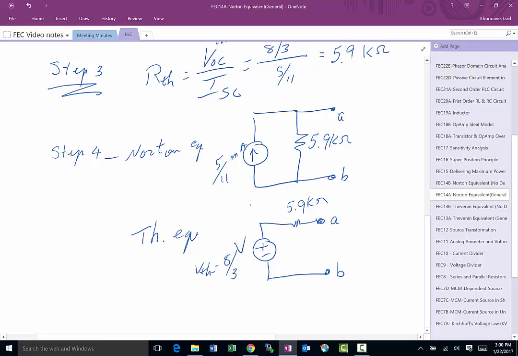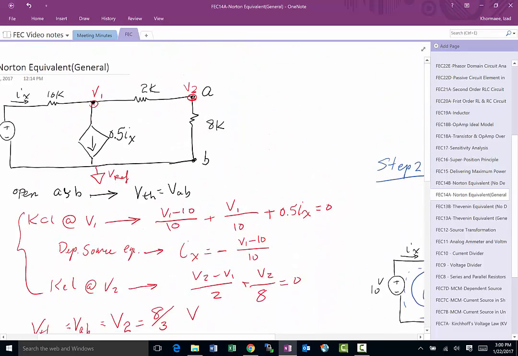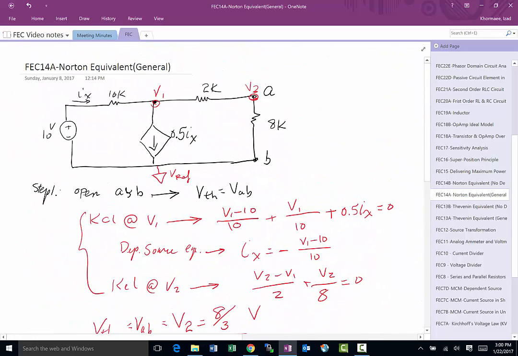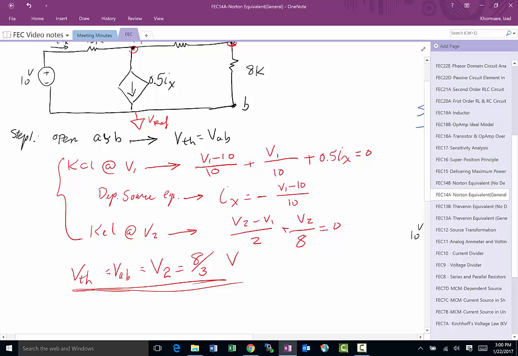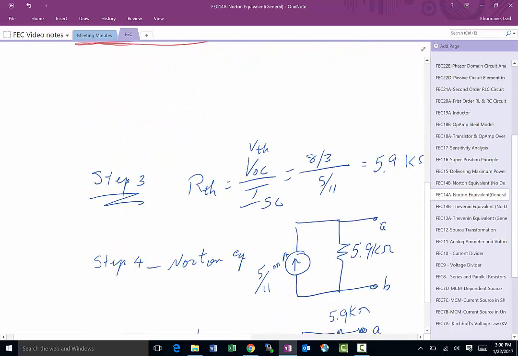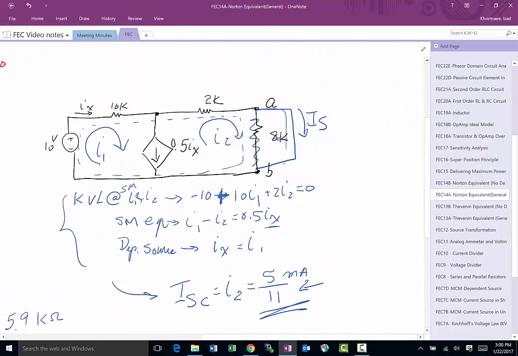Okay, so that's basically how we go about solving a general case, where for almost any circuit, you just say, okay, first thing I'm going to do, I'm not going to connect anything to A and B, leave it open, and then find V Thevenin. This is sometimes also referred to as V open circuit, not to confuse things. You solve that, you find V Thevenin.